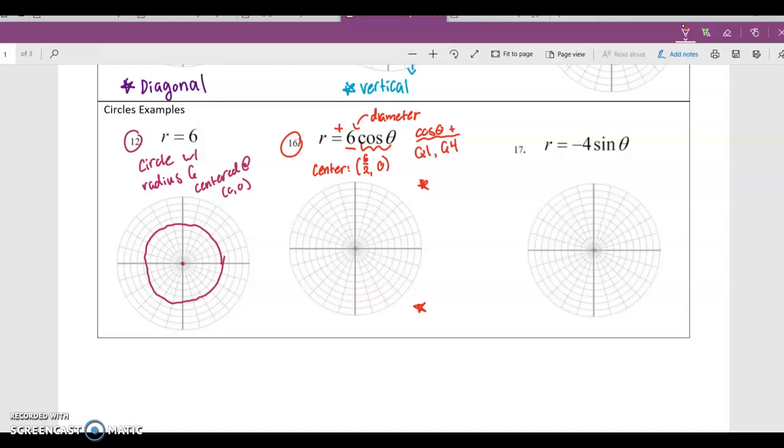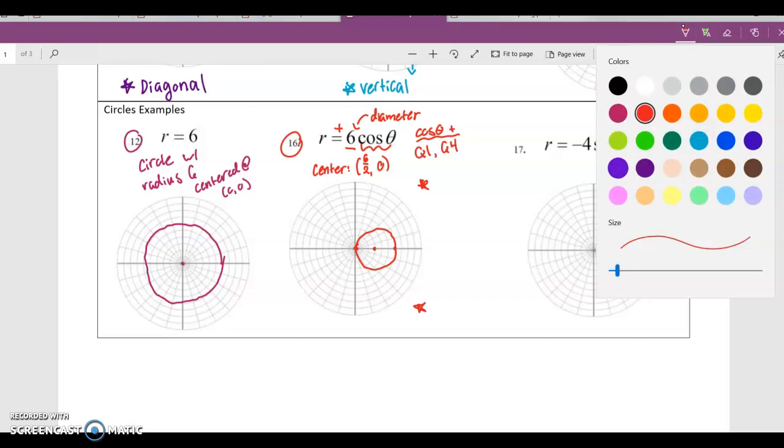So we go out 1, 2, 3. This is the center of my circle. And then since its radius is 3, 1, 2, 3. And then we know here is the other side of that circle. So I'm going to try to make this as not ugly as possible. Had too much coffee, my hands are shaking. So this is our circle. That is, r is equal to 6 times cosine of theta.